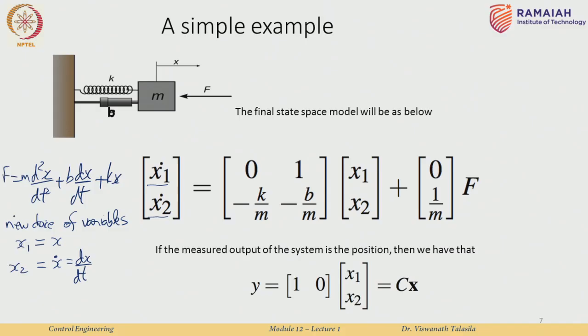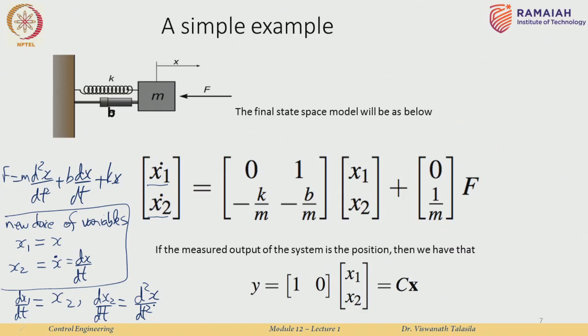Now, with this new choice of variables, let us see how I can write down the dynamics, and derive what I am still calling a state space model, which I have not formally defined, but we will come to that later. So, let us see the relationship between x1 and x2. First, we see that dx1 by dt is nothing but x2, because if I take the derivative of x1, I get dx by dt, which is nothing but x2. And dx2 by dt is nothing but d square x by dt square.